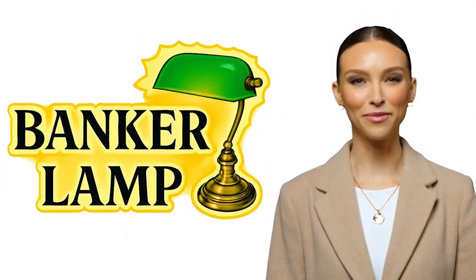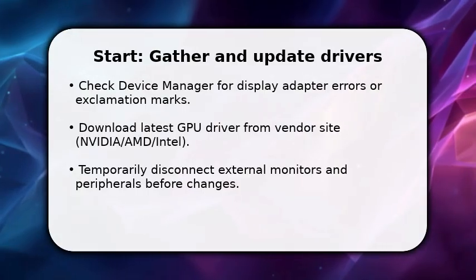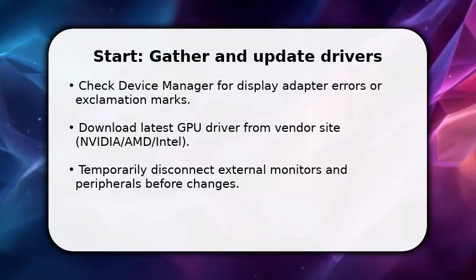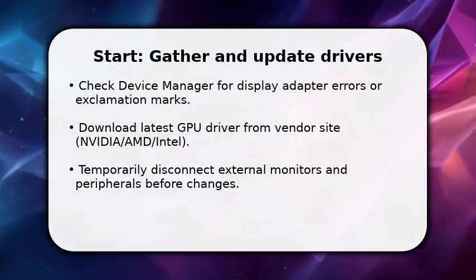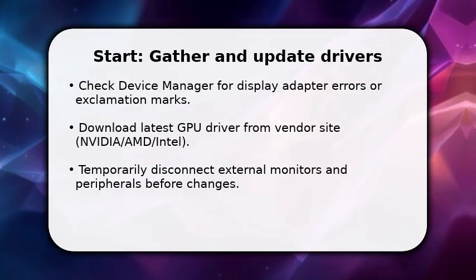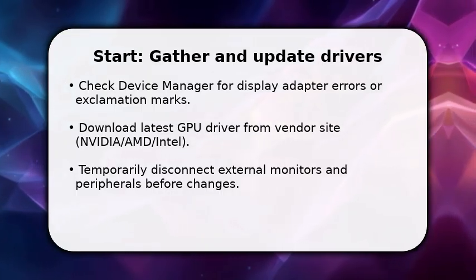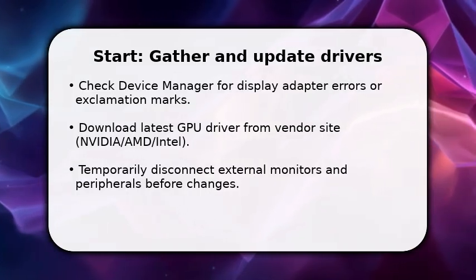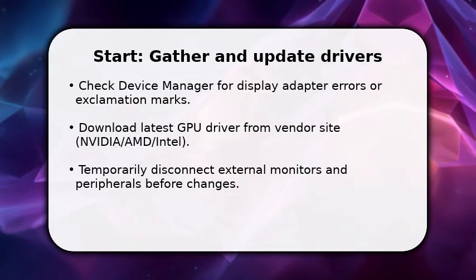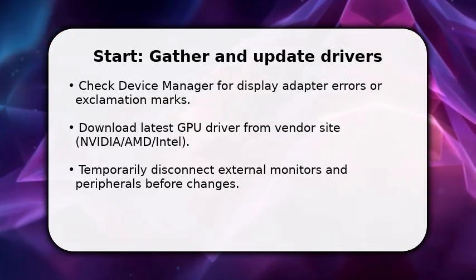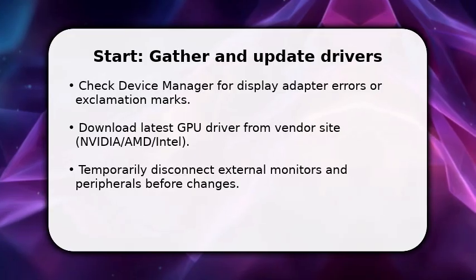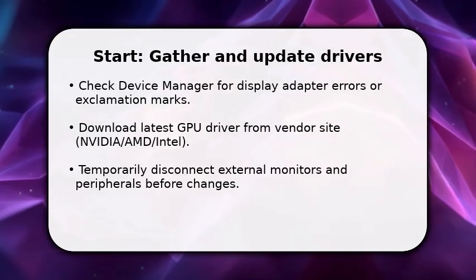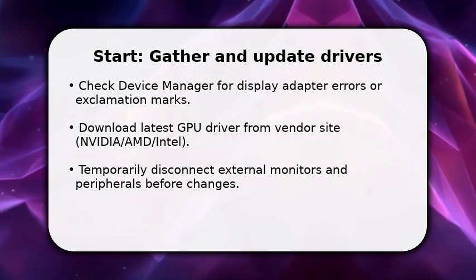Please enjoy the video. You begin by preparing Windows for a targeted fix. Open Device Manager and identify any display adapter warnings. Download the latest GPU driver from the manufacturer rather than relying on Windows Update, because vendor drivers include bug fixes and optimizations. Once done, create a system restore point so you can roll back if needed. Make sure to note your current driver version.